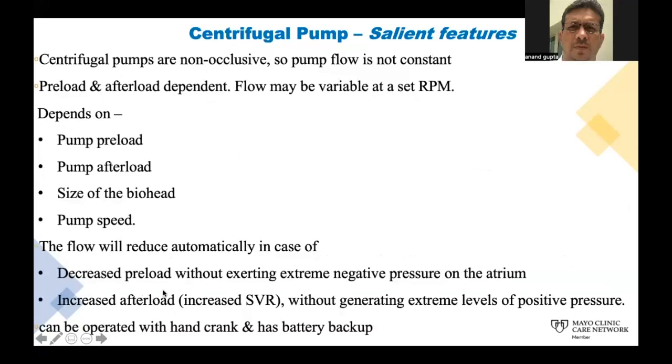The centrifugal pumps are non-occlusive. The pump flow is not constant, so it is preload and afterload dependent. So flow may be variable at a set RPM. It depends on pump preload, pump afterload, size of the cannula, and pump head. The flow will reduce automatically in case of decreased preload or increased afterload. It can be operated with a hand crank and has a battery backup.